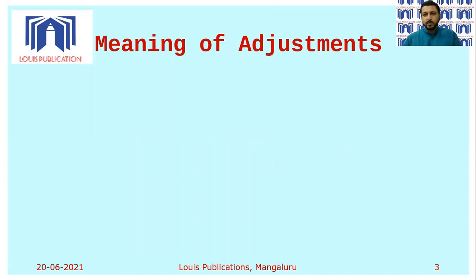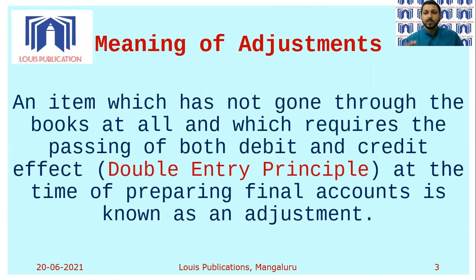Now, what are these adjustments? Trial balance are those items which have gone through the books of accounts. Balances are available in ledger accounts, and those balances are now brought in a statement called trial balance. Then what are these adjustments which are given outside trial balance? So adjustments are nothing but items which have not gone through the books of accounts at all, and which requires the fulfillment of double entry principle at the time of preparing final accounts. So both the debit and the credit aspect of such transactions have not been recorded in the books of accounts.